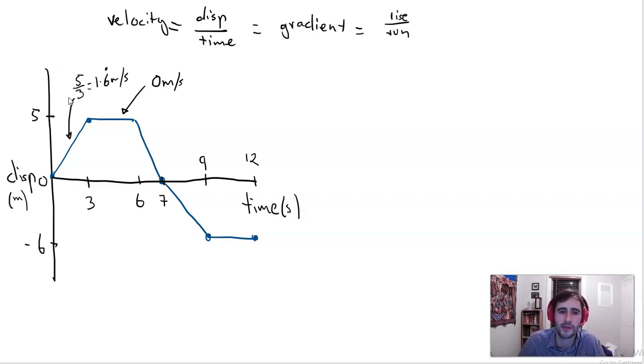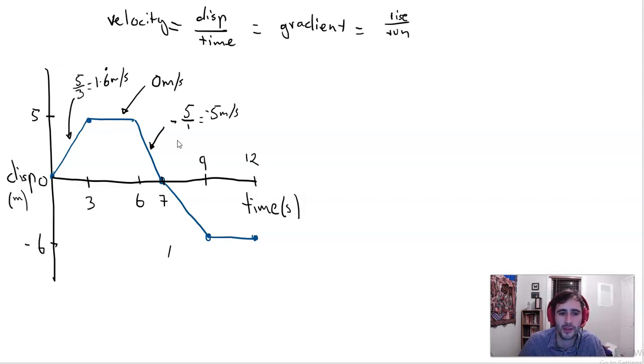Okay. Now this section here, between the 6 and the 7, is going towards the origin, in a negative direction. So we know it's going to be negative. I'm just going to put that there to remind myself. Now our rise is 5. The reason it's negative is because it starts off at 5 and goes to 0, so it's negative 5, and that's over 1. So it's going to be negative 5 meters per second.